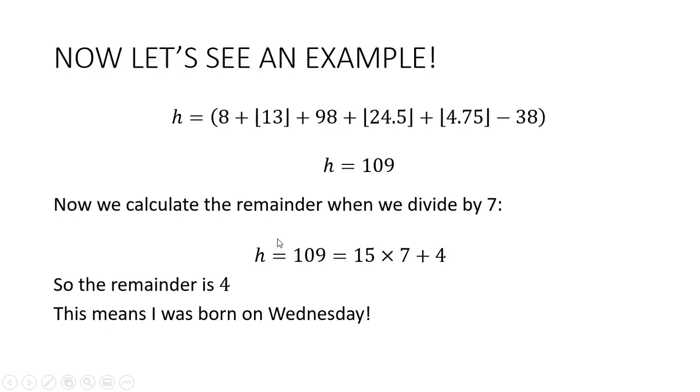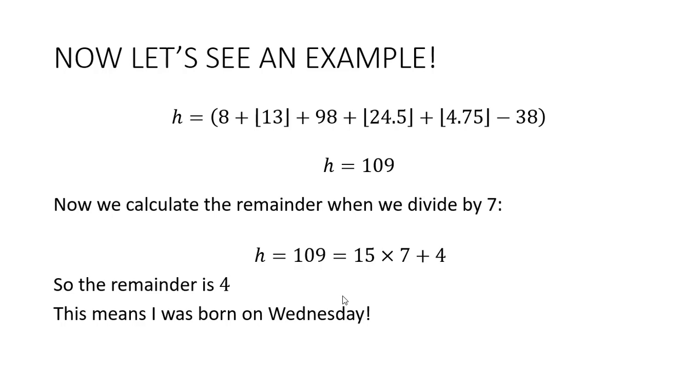So we note that 109 is 15 times 7 plus 4. So this is the remainder when I divide 109 by 7. The remainder is 4. Thus, I was born on Wednesday. Without a doubt, I was born on Wednesday. So this is all about the algorithm.